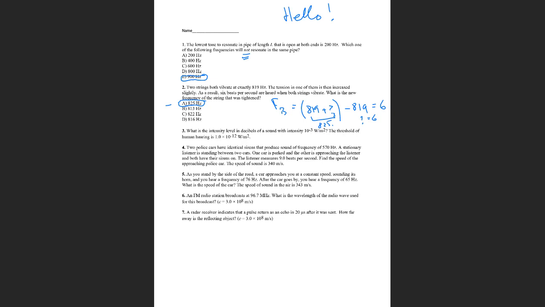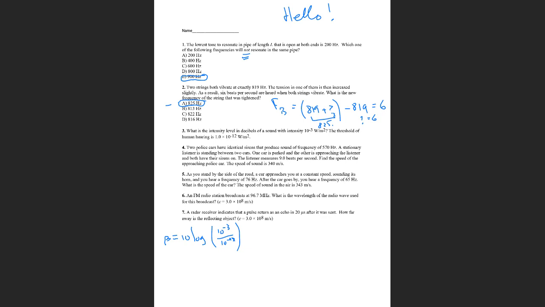What is the intensity level in decibels of a sound with intensity 10 to the minus 3 watts per square meter? Let's just plug into the formula. Unfortunately, I don't have much space here. I think what I can do is come down here. I'm going to write below number 7 if you can scroll down. So beta, just plug into the number here, 10 log base 10 of 10 to the minus 3 divided by 10 to the minus 12. Right, because the sound intensity that's given is 10 to the minus 3.